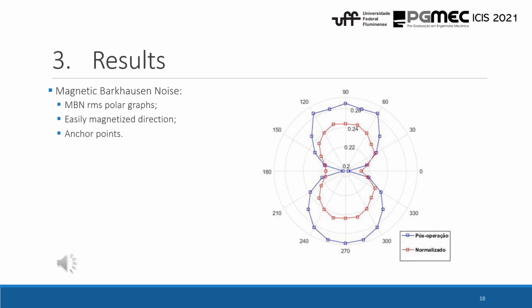Now, analyzing the data by a polar graph, we can see that this material presents an easily magnetized direction on the longitudinal rolling direction, and that on both conditions, post-operation and normalized, they maintain the same curve behavior. This can be explained by the increase in the grain size, which decreases the anchor points and decreases the value of the MBN signal. This reduction in the MBN values may result from the possible solubilization of the precipitates inside this material and in the contours of the grains, which can also be anchoring points.